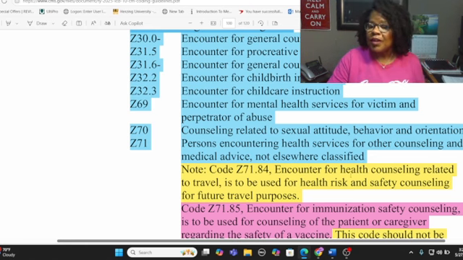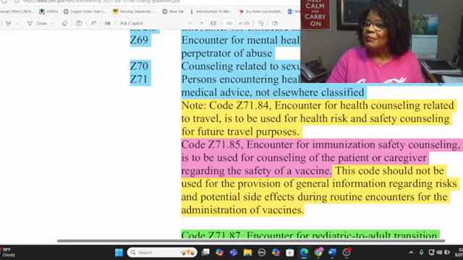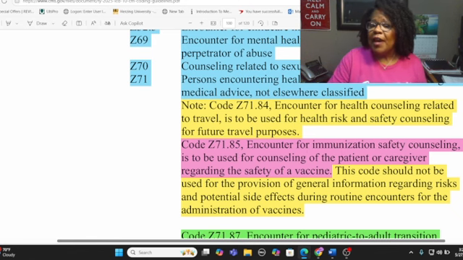Code Z71.84, Encounter for Health Counseling Related to Travel, is to be used for health risk and safety counseling for future travel purposes. So when you know you're going on a trip and you need some counseling about it, you're questioning whether you should take it, Z71.84.